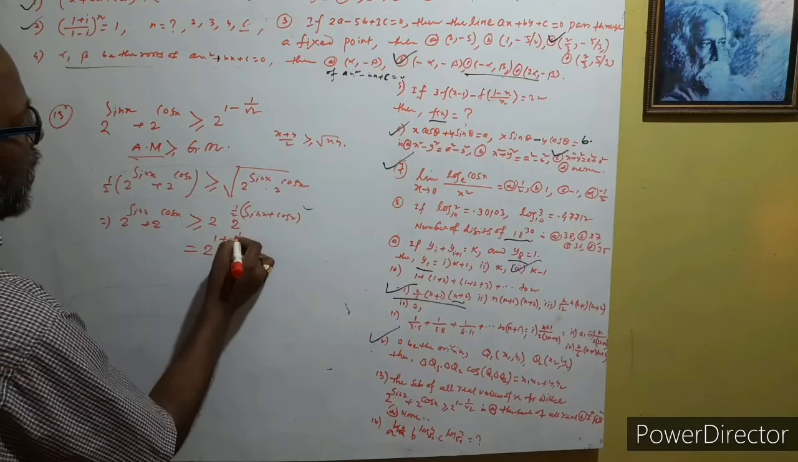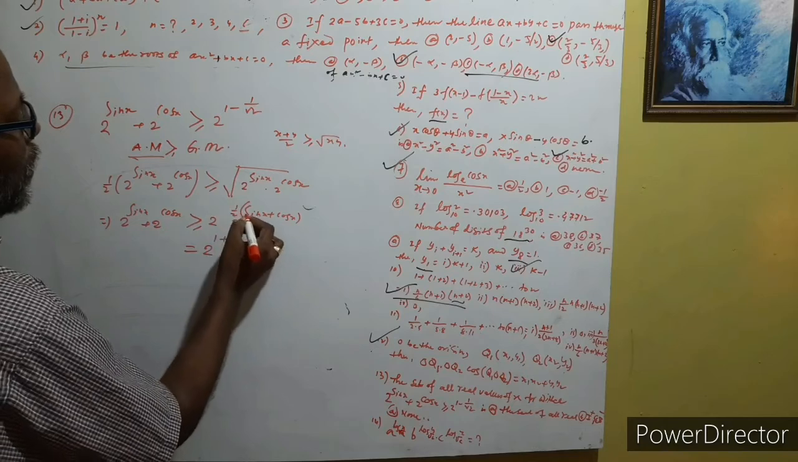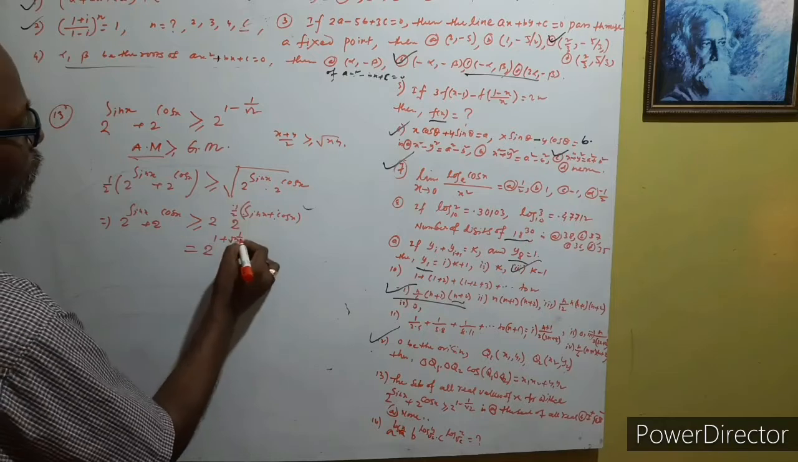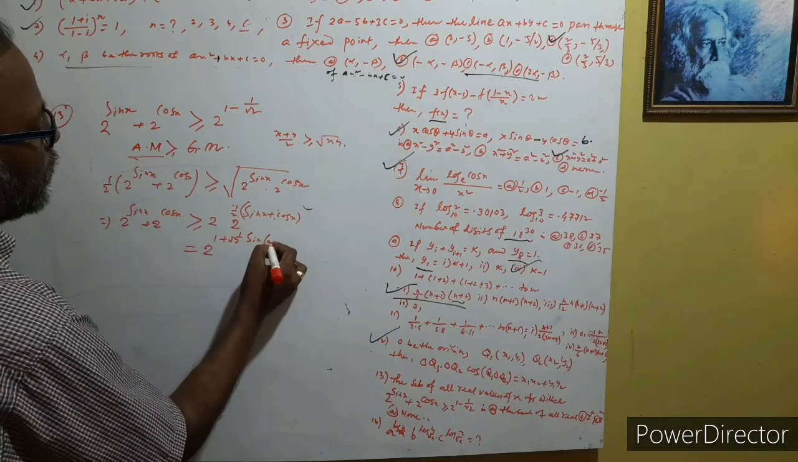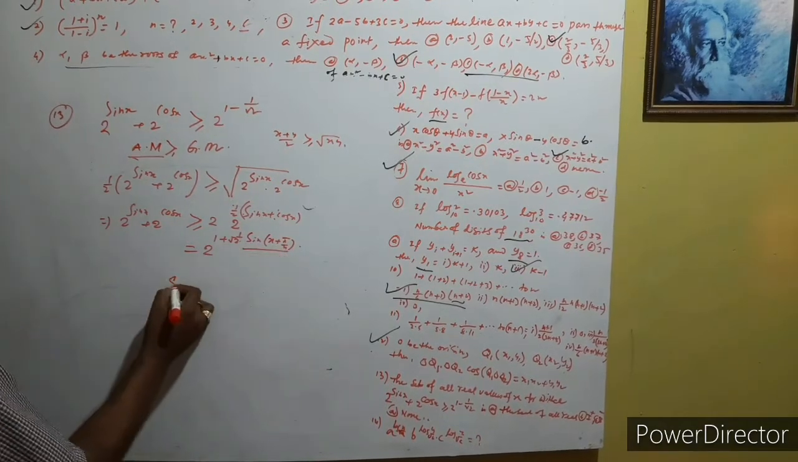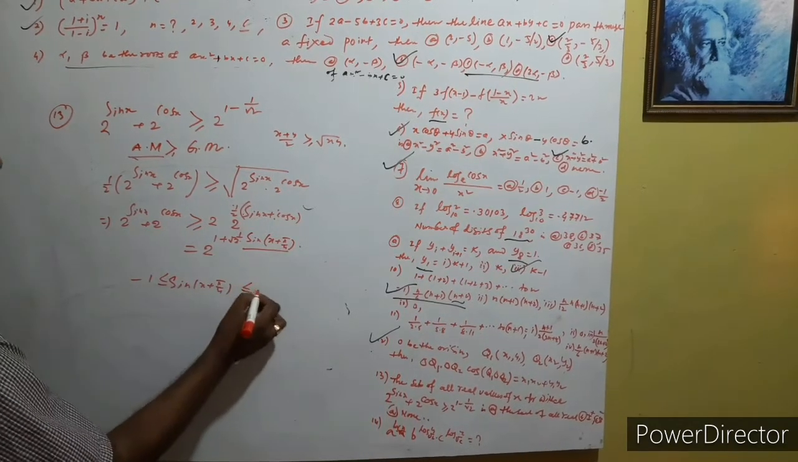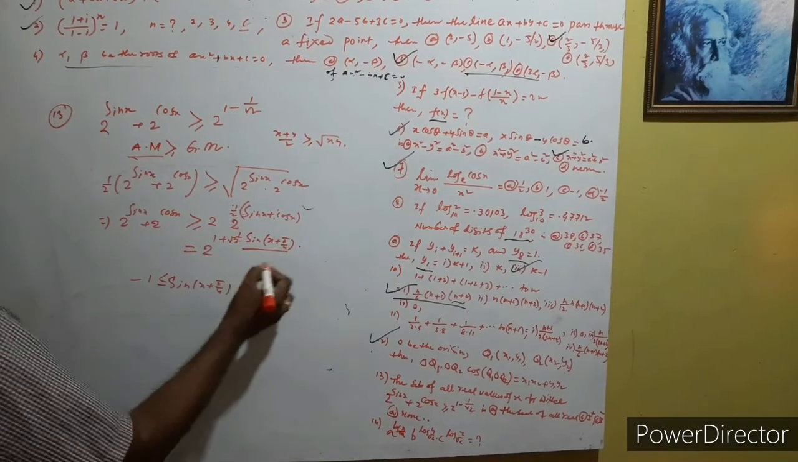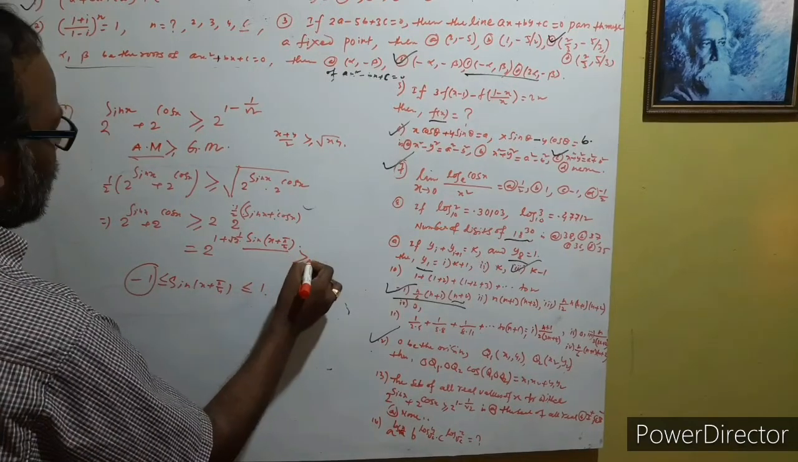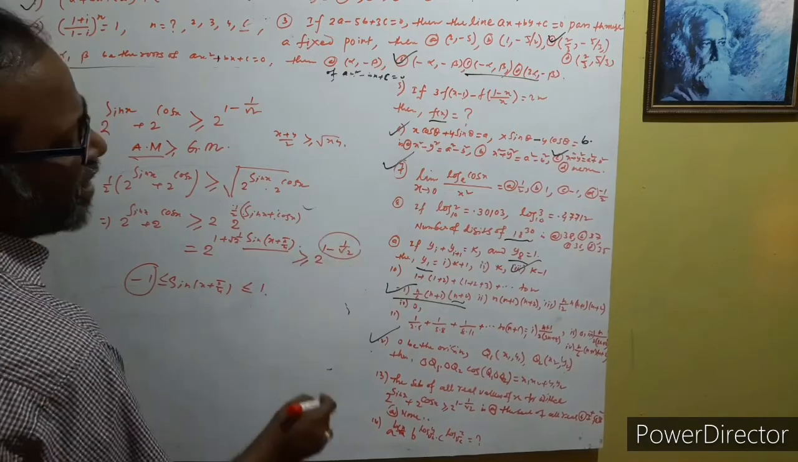So this is 2 to the power 1 by root 2 times sin x plus cos x, which is root 2 here, so 1 by root 2 and sine of x plus pi by 4. And now see, sine of x plus pi by 4 lies between minus 1 and plus 1. If you put minus 1, this is the least value. So that is 2 to the power 1 minus 1 by root 2 here, which is satisfied.